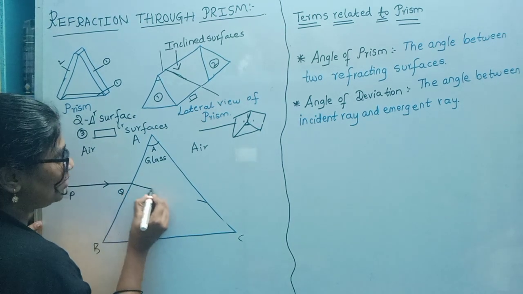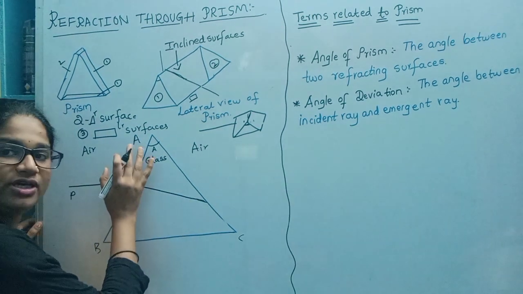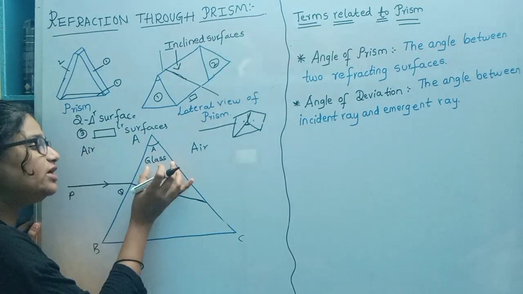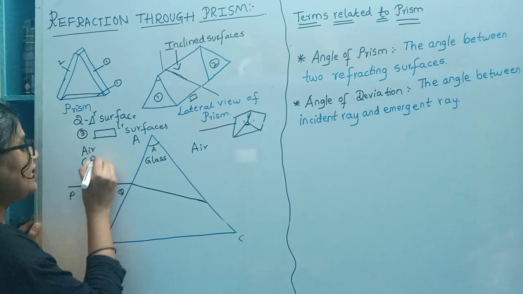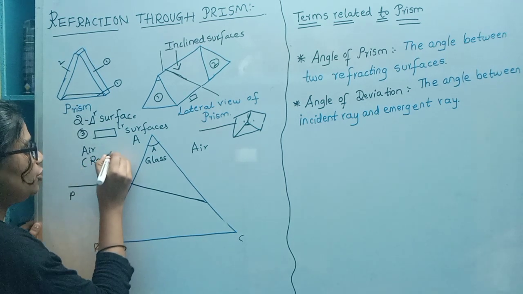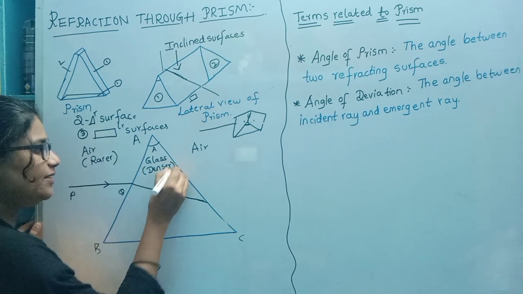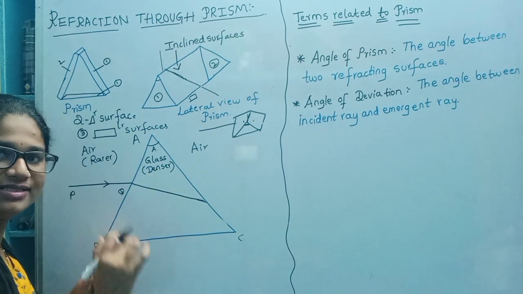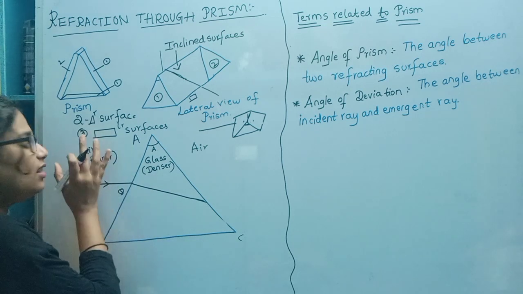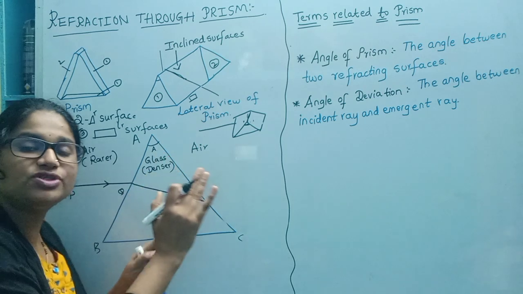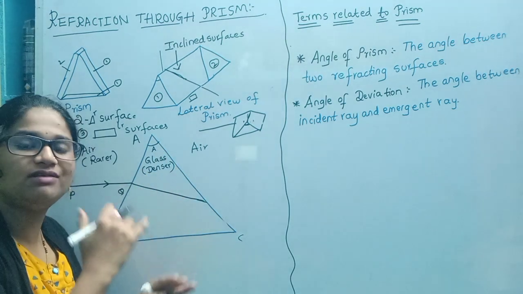The bending phenomena must occur. Here the light ray is traveling from air to the glass, so from rarer medium to denser medium. Glass is a denser medium, we know it, right? Rarer medium to denser medium. So when a light ray travels from rarer to denser, it moves towards the normal, which we learnt in the previous chapter.